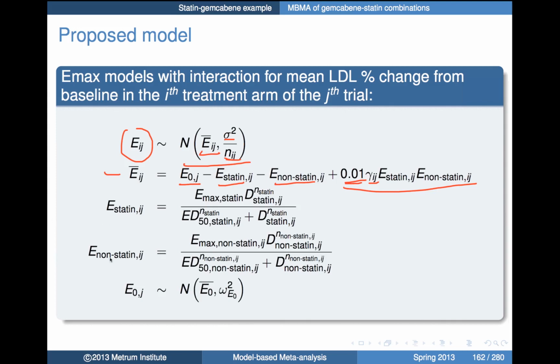And then for each of the statin components, we're going to have a sigmoid Emax model. So now you can see here for the statin, we've got our Emax statin times dose raised to some exponent, indicated as n sub statin. And then you've got ED50 corresponding to that, and a dose, again, raised to n sub statin.